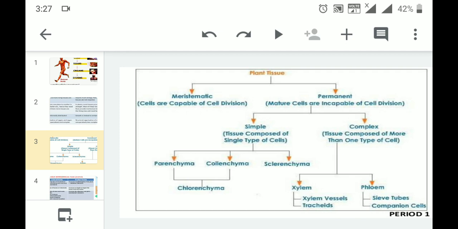The examples of simple permanent tissue are parenchyma, collenchyma and sclerenchyma. Chlorenchyma is a combination of parenchyma and collenchyma. Whereas the examples of complex permanent tissues are xylem and phloem. Xylem includes xylem vessels and tracheids, whereas phloem includes sieve tubes and companion cells.